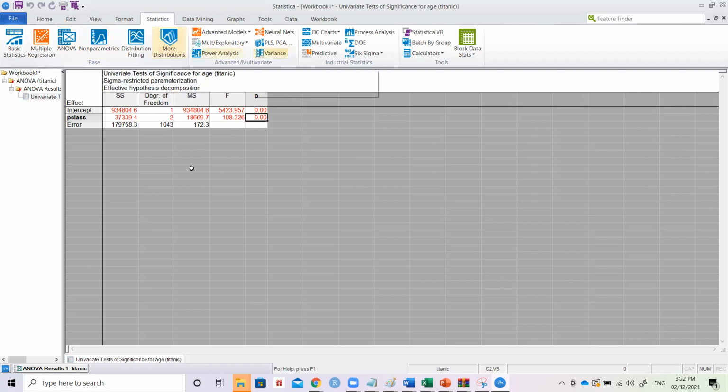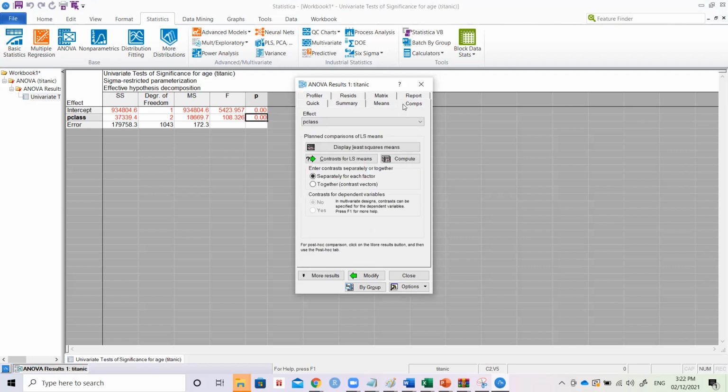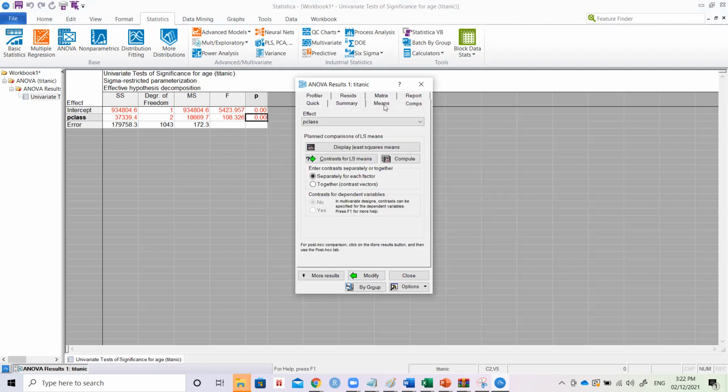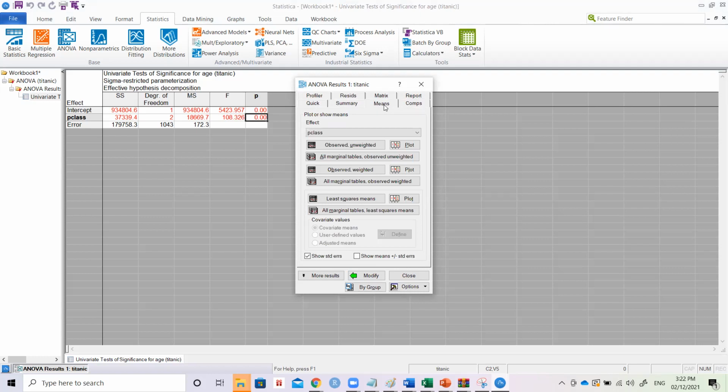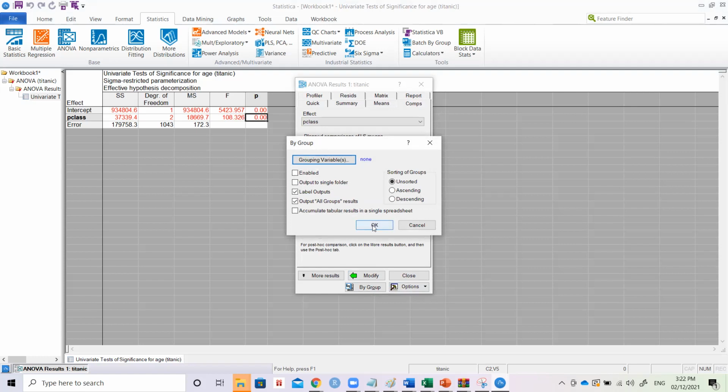Sige, another thing. Tingnan natin ito. Ano pa ba meron natin dito? Summary. Wala yun. Ayan. Wait lang, Profilers, Resids. Parang comps ata yan, or means. Sige, try natin yung comps kasi we want to do comparisons, right? Sabi natin kanina ay which passenger class has significantly different ages. So let's do this.